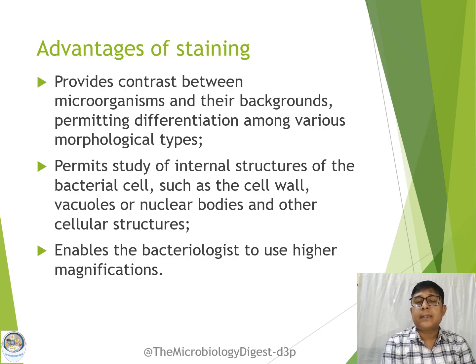Then some stains permit the study of the internal structures of a bacterial cell, such as the cell wall, vacuoles, nuclear bodies and other cellular organelles. They can be visualized by applying specific stains. Then, after applying stain, we can increase the magnification. We can observe under lower magnification or under higher magnifications. So these are the advantages when we go for staining a bacteriological smear.